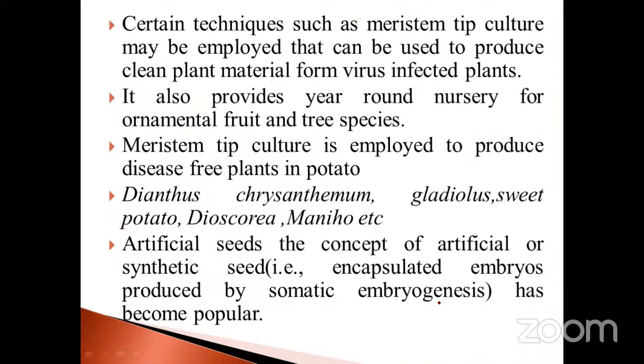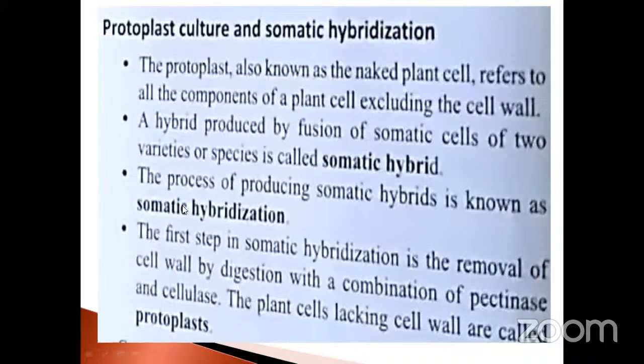See the next one. These things we already discussed here: dianthus, chrysanthemum, gladiolus, sweet potato, and cassava. Somatic embryogenesis, that thing also we already discussed, isn't it, my dear? Next we will pass on to somatic hybridization, protoplast culture and somatic hybridization. Somatic means, as I already told you, a body cell.